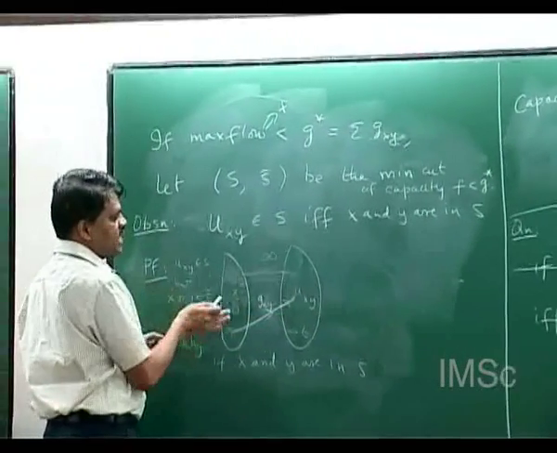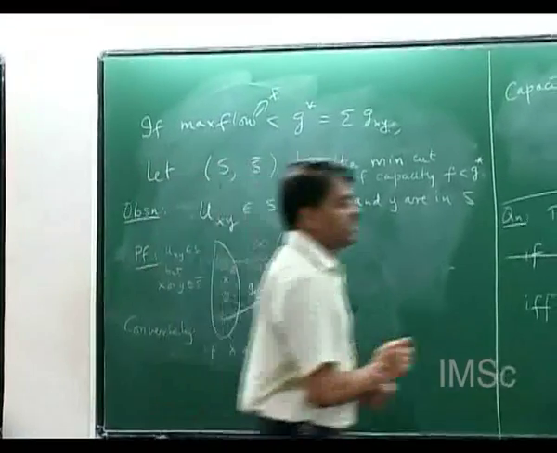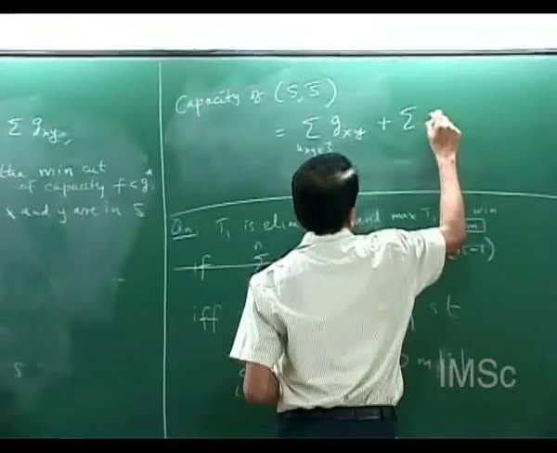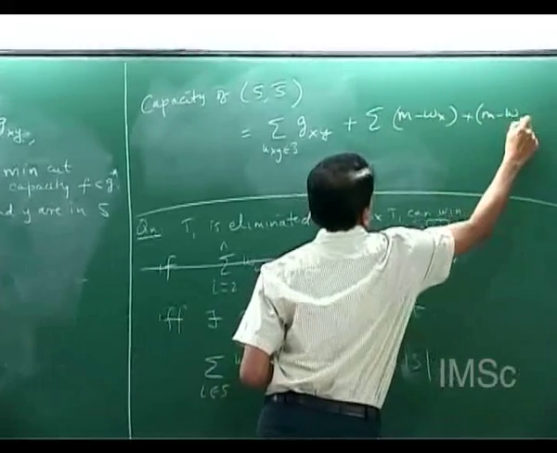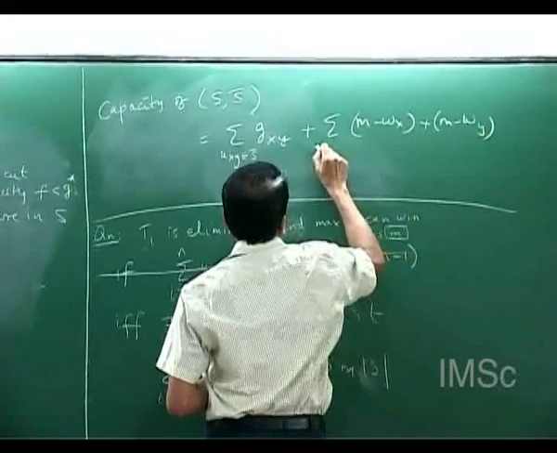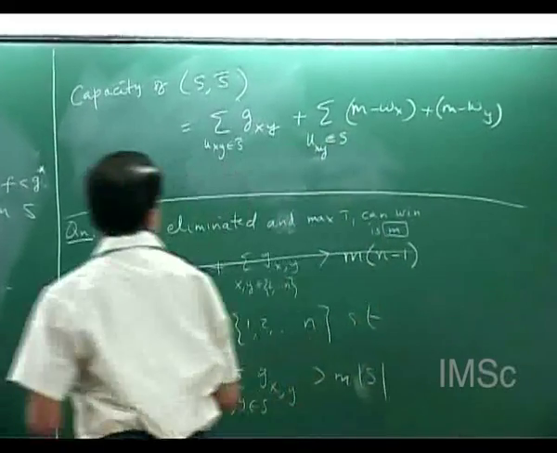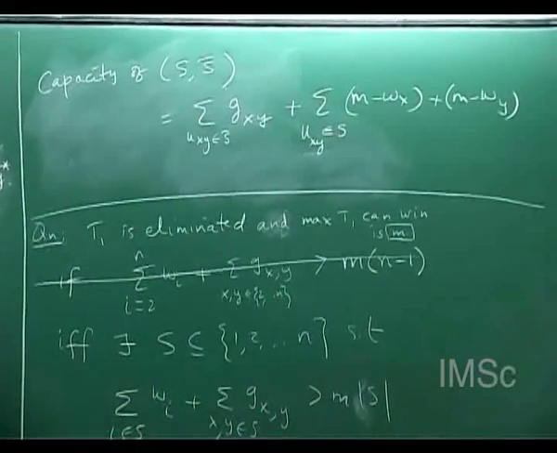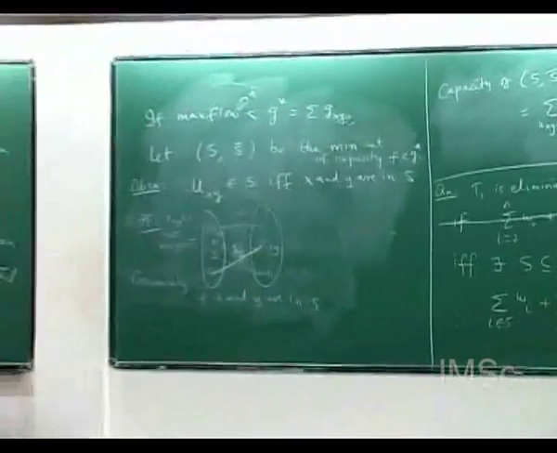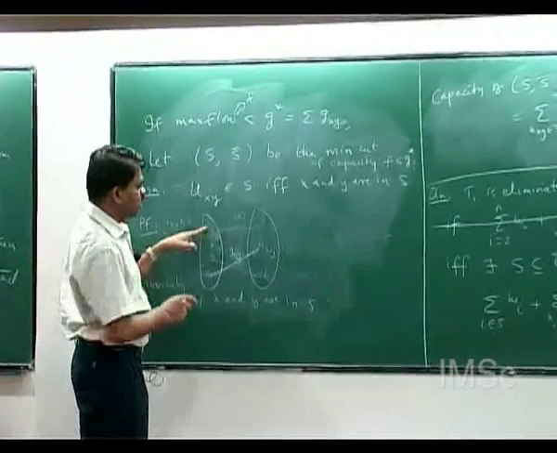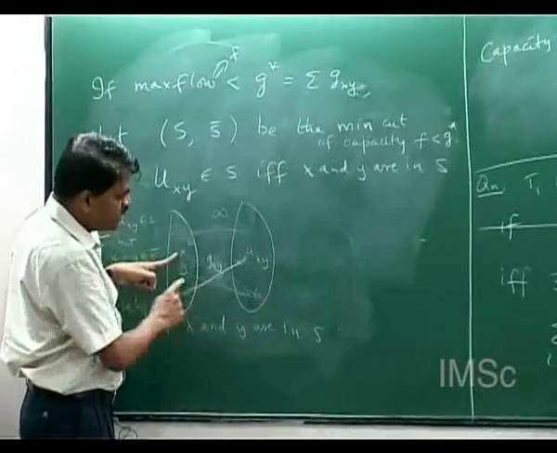uxy is in S means that x and y are here, and so the contribution will come from these edges. Let me write it and then we can see: plus m minus wx plus m minus wy whenever uxy is in S. Is that clear? I have just split it. If uxy is sitting here, then I argue that x and y are here. So there is a contribution of x to t, y to t, 2 edges.